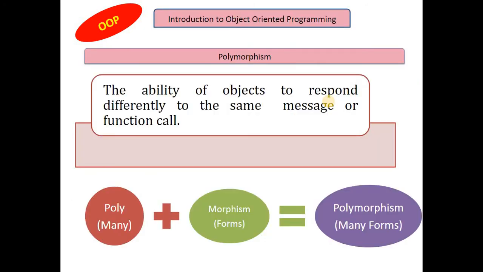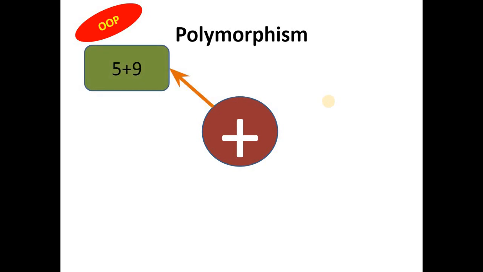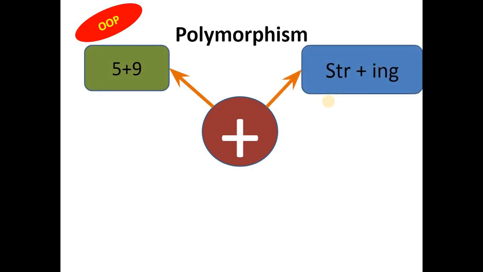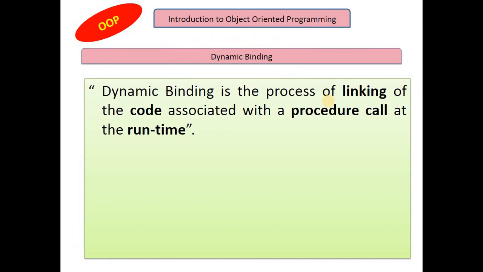Next concept which comes is polymorphism, which is the ability of objects to respond differently to the same message or function call. So, suppose I am acting as a teacher, I can act as a mother, I can take many forms. So, many forms is actually known as polymorphism. If I take a plus operator, it can add two numbers, it can also add two strings. That is why I can say that plus can act in many forms. This is known as polymorphism.